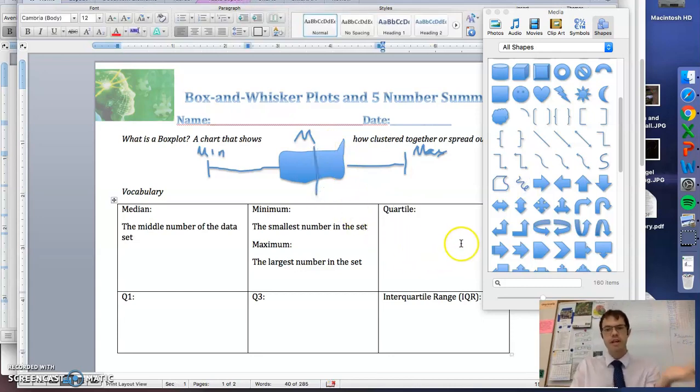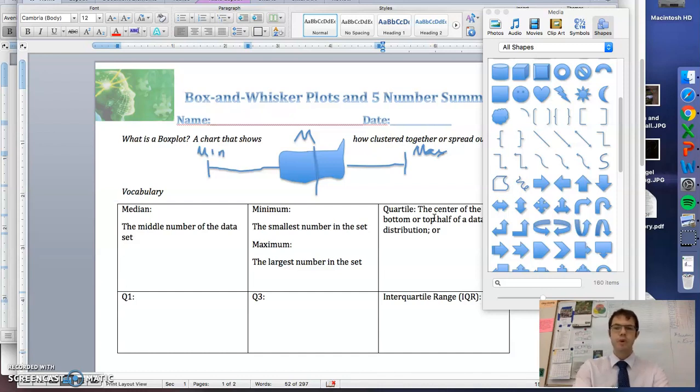So what are the quartiles then? Well, the quartiles are at the 25% mark. You can think of the median as being the 50% mark. It's halfway through a data set. A quartile is halfway through halfway. So it's the center of the bottom half along with the center of the top half, or the 25% mark. So a quartile is the center of the bottom or top half of a data distribution, or 25% of the way through.